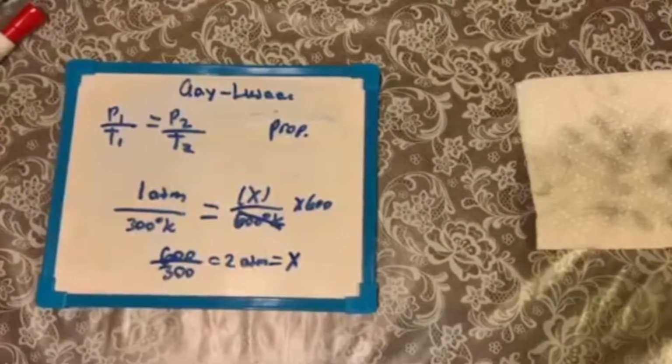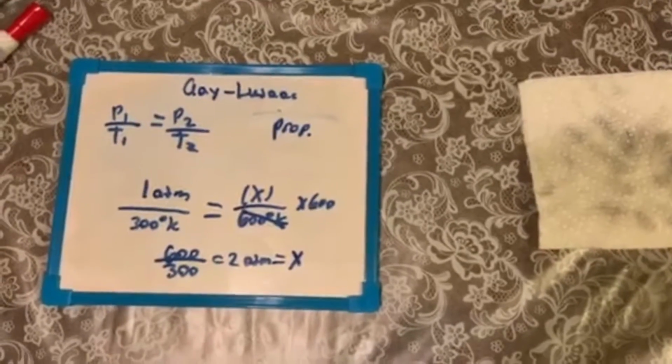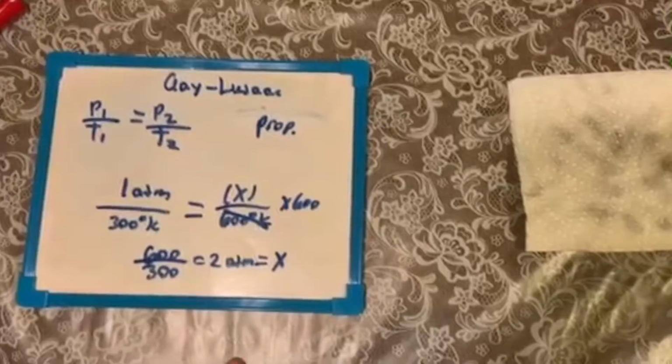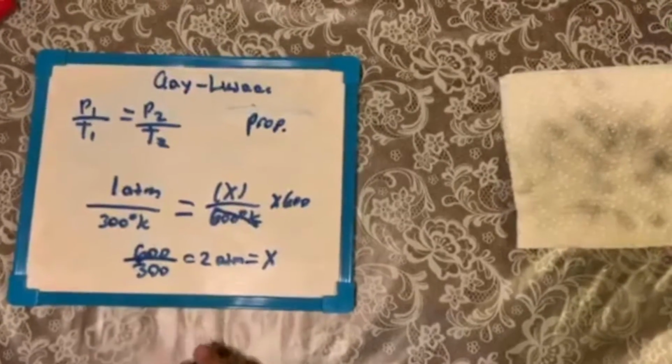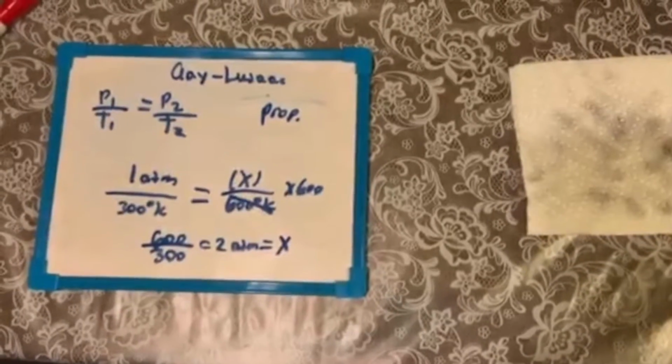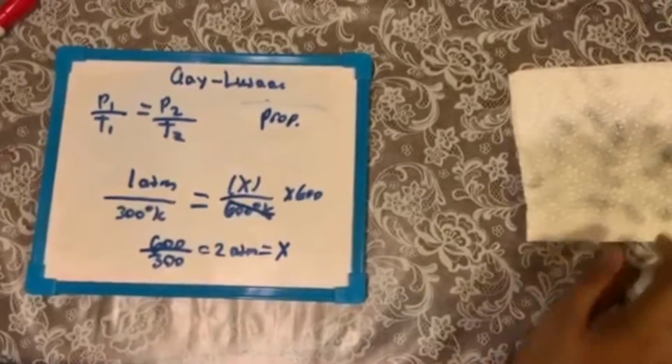Now, Gay-Lussac's law, you want to use this gas law when you're dealing with pressure and temperature. But like Boyle's law, where temperature has to be constant, in this one, volume has to be constant. And that is when you use Gay-Lussac's law.